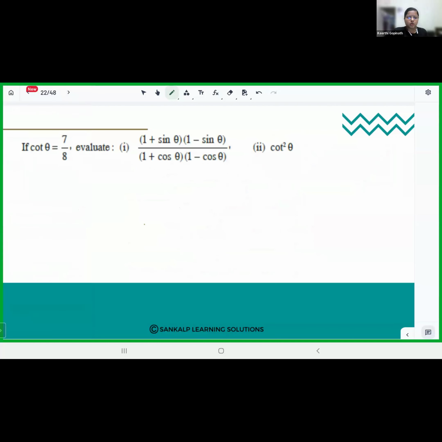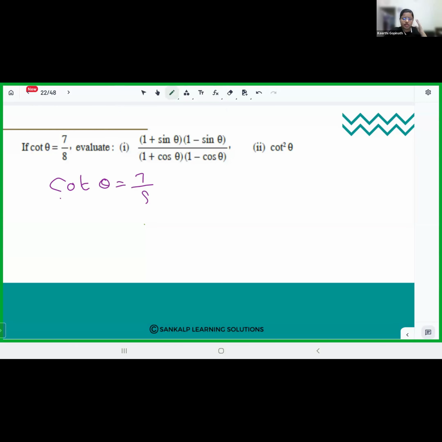Okay, so this is your first question. It is given that cot theta is equal to 7 by 8, evaluate. There are two sub-questions. First one is (1 plus sine theta)(1 minus sine theta) divided by (1 plus cos theta)(1 minus cos theta). And the second part is cot square theta. Okay, so here it is given that cot theta is 7 by 8.